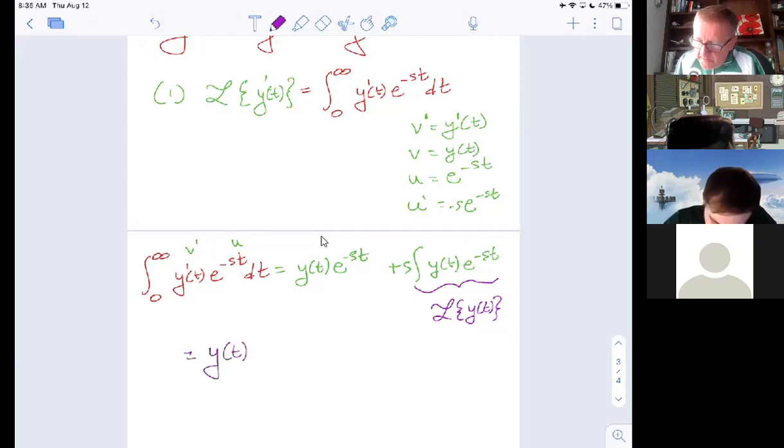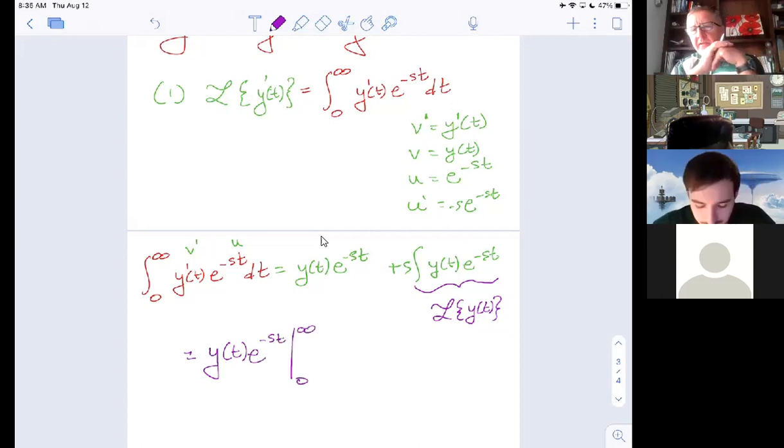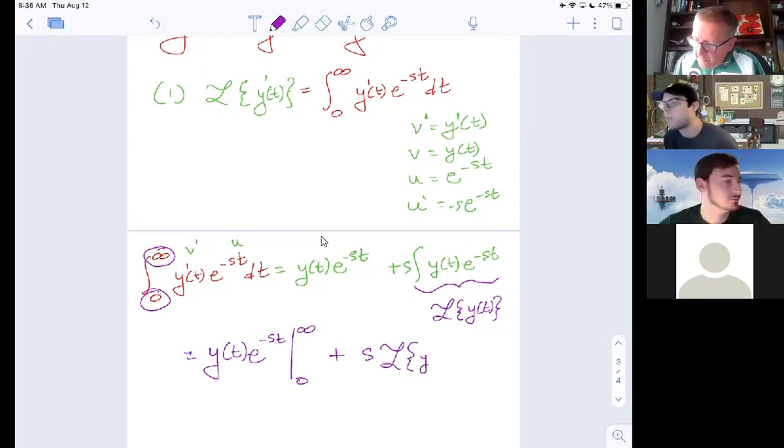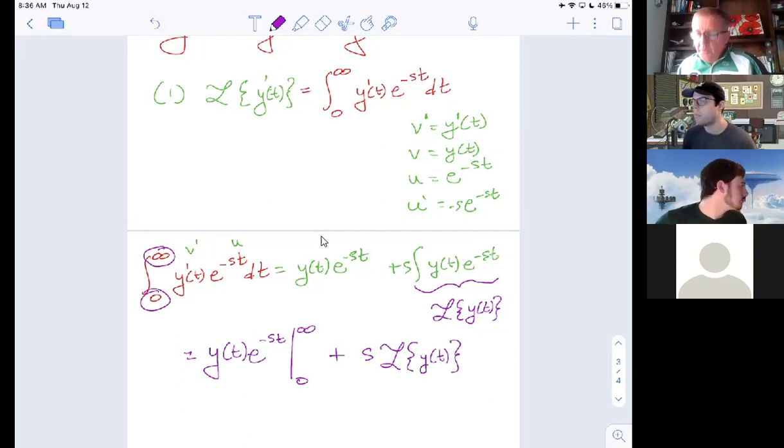y of t e to the negative st. But remember, we still have to evaluate that at infinity and 0. Does it make sense? We're not done with that. We actually have to evaluate it at infinity and 0. Remember, it was prescribed to be evaluated from infinity to 0. So we still have to evaluate that. But this over here, we actually don't, because we basically said we can't really do it. So let's just rewrite it back as a Laplace transform and just kind of not do it.